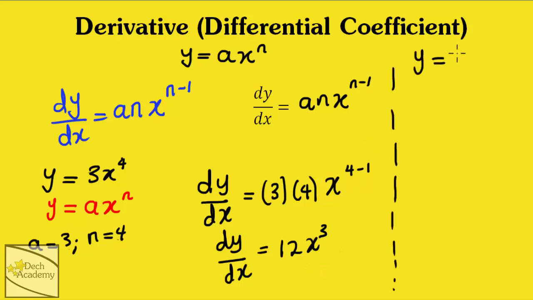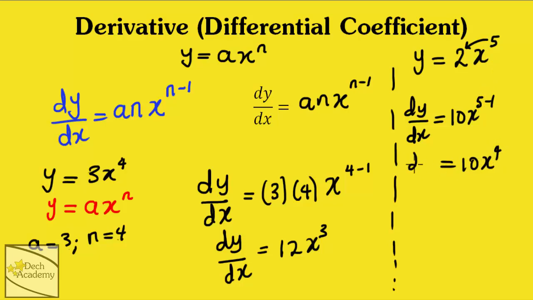I'll change the function to x to the 5. Your first derivative is obtained by first multiplying the power by the constant coefficient of x, which is 2 in this case, so 5 times 2 is 10. You write your variable, and this 5, which is the power of x, subtract 1 from it. So you have 10x to the 4 as dy/dx.